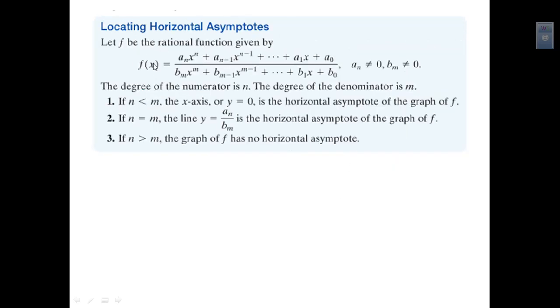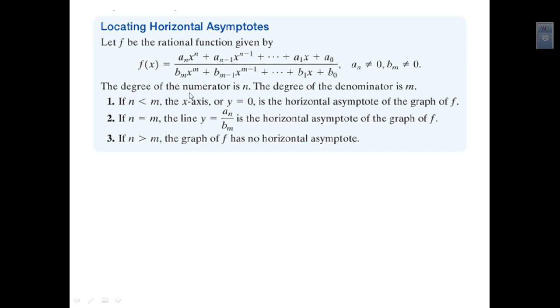Now, locating the horizontal asymptotes is pretty easy. We're going to look at the rational function we've got. So let f be the rational function given by f of x equals a sub n x to the n plus, I'm not going to read all that. But anyway, this is just one polynomial over another polynomial, the same way we've defined a rational expression, where a sub n is not equal to 0, so this leading coefficient is not 0, and b sub m is not equal to 0, so this leading coefficient is not equal to 0.